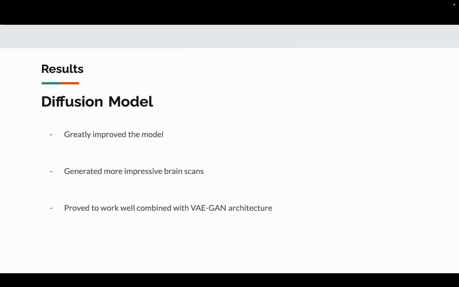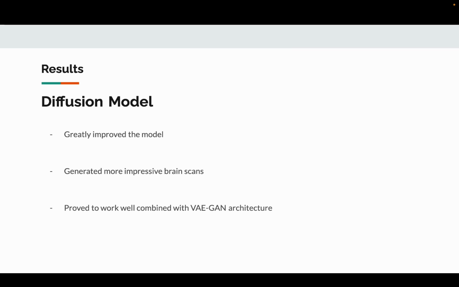We believe this is because of the attention that it placed on the very small details of the images instead of simply the overall pictures. It also generated more impressive brain scans as well as better ones, which we think will be able to really show in the medical field and will be a great help for them. And it also worked very well combined with the VAE-GAN architecture.